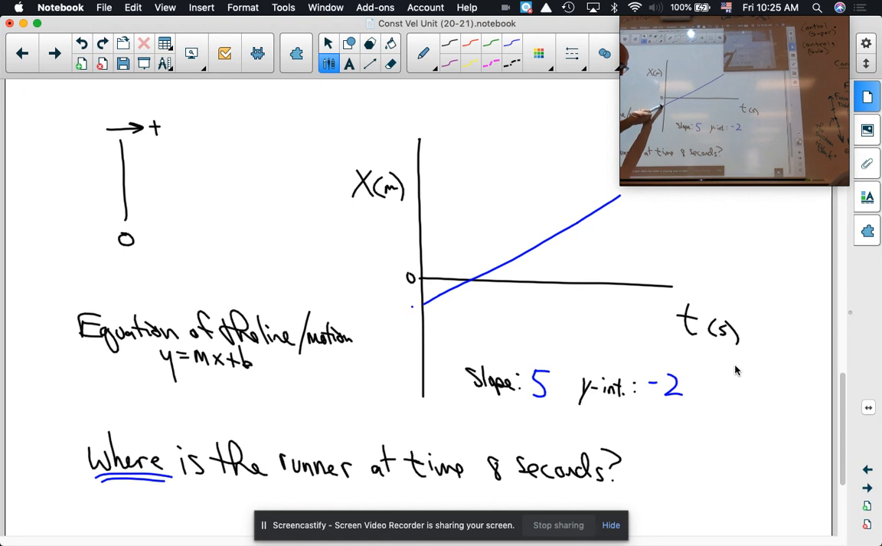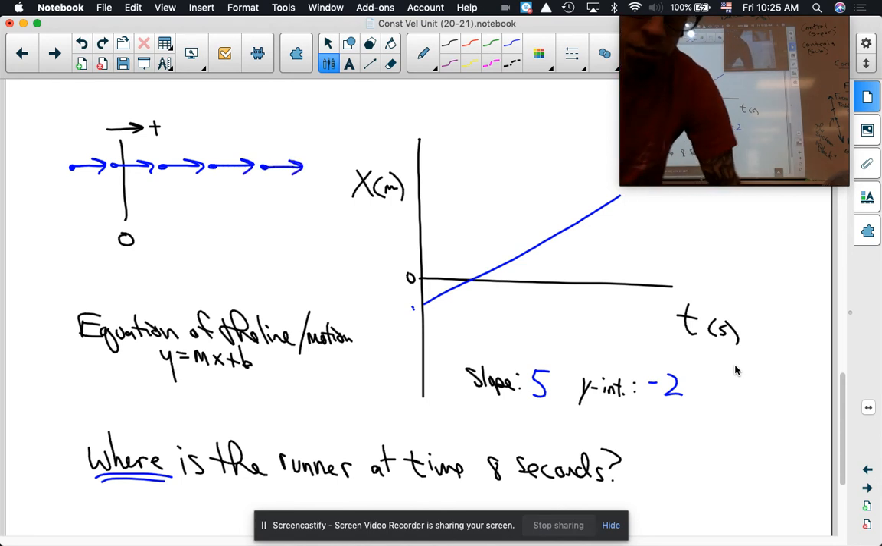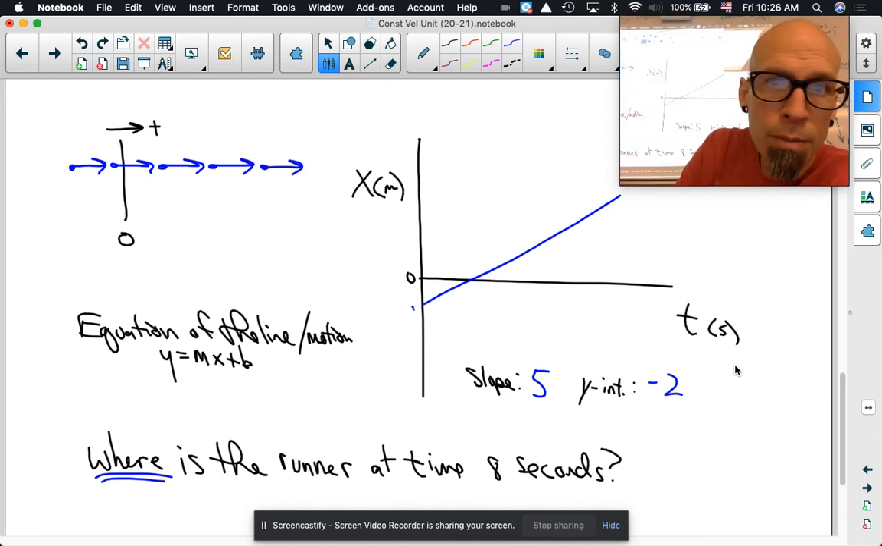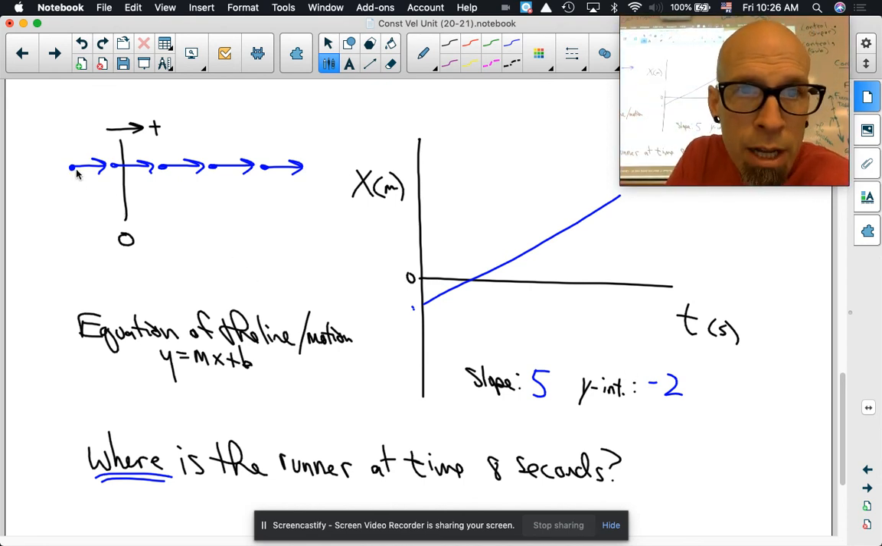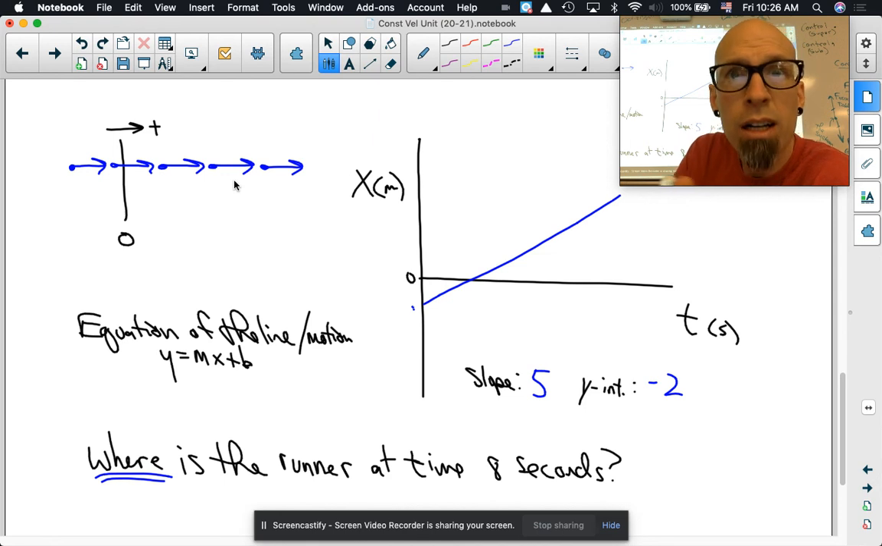That is a negative y-intercept, a negative position starting. And so that means my first dot has to be on the negative side of my 0 line on the left. But it's a positive slope. Positive slope means positive arrows. And maybe they're a little shorter than the last set because, again, it's a little slower than it was before. But that's what the motion map should look like, starting in a negative position, traveling in the positive direction with a constant velocity.